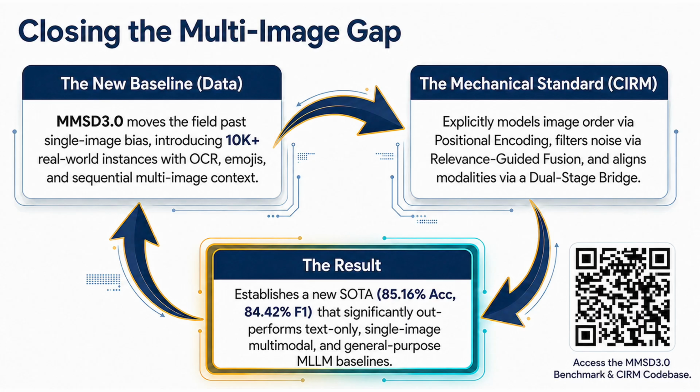To conclude, MMSD 3.0 moves multimodal sarcasm detection beyond the single image setting and toward more realistic multi-image scenarios. It introduces richer text, multiple ordered images, OCR, emojis, and more diverse sources. On the method side, SERM provides a dedicated architecture for cross-image and cross-modal reasoning. The results show that MMSD 3.0 is challenging for existing models, while SERM establishes a strong new baseline.